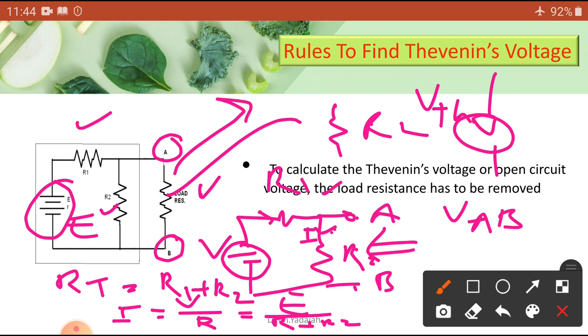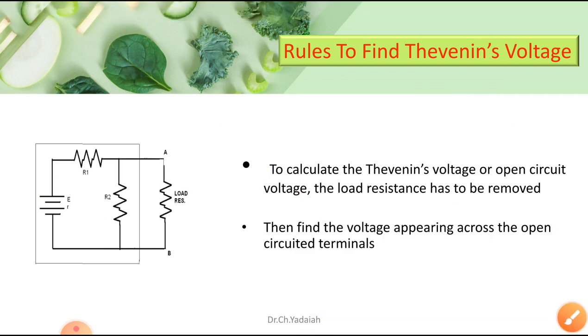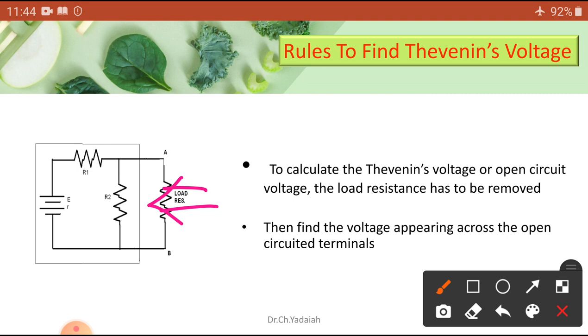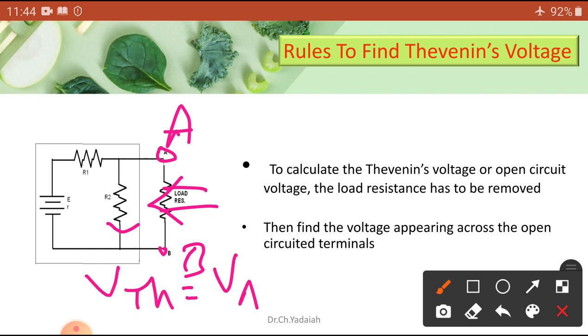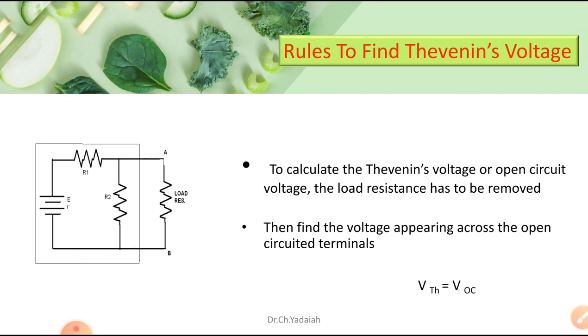V Thevenin is the open circuit voltage across the AB terminals. Okay, have you got it? Now find the voltage appearing across the open circuited terminals. Simply remove the load and see from here, you have A and B. Now we calculated the current here, and current into resistance gives the voltage. That is known as V Thevenin, or we can say VAB. We can also say that is the open circuit voltage, VOC. That is simplified: V Thevenin is equal to V open circuit voltage.